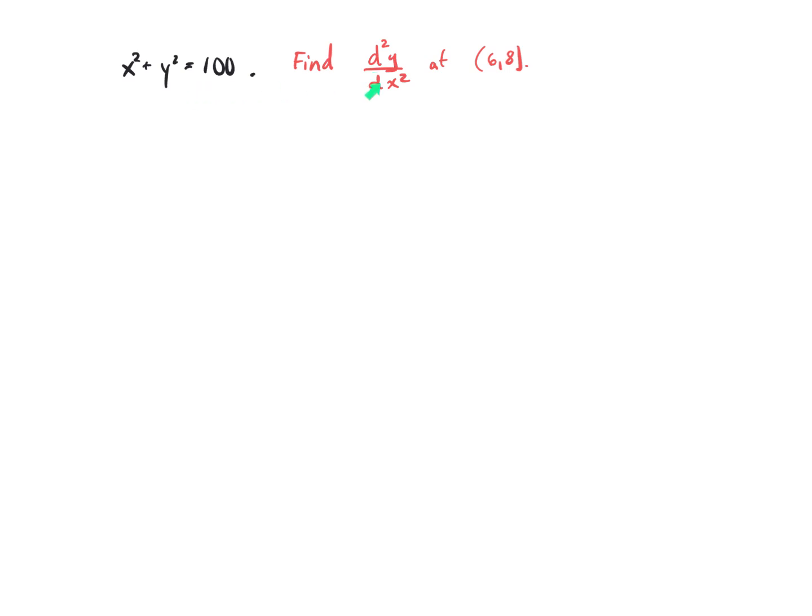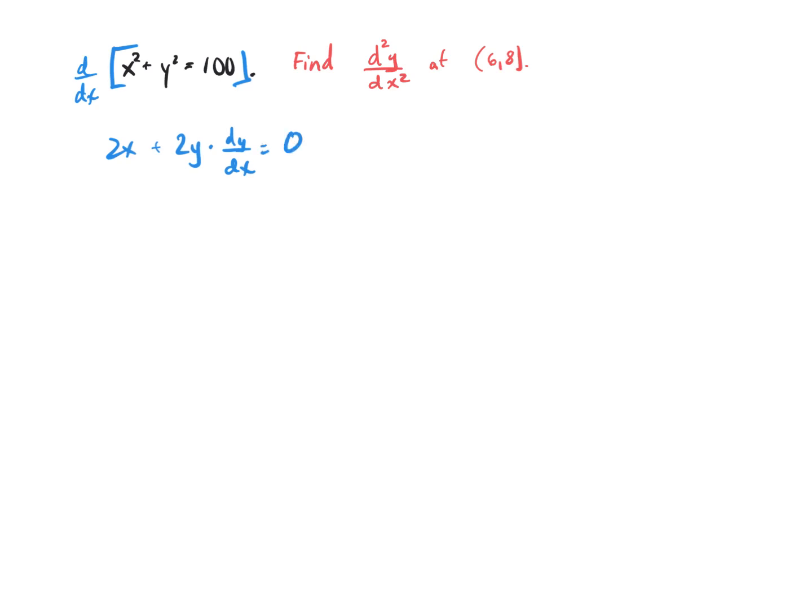All right, we need to find the second derivative at the point (6, 8). So let's find the first derivative. Let's do this using implicit differentiation. The derivative with respect to x of the left side and the right side equals 2x plus 2 times y to the first times dy/dx. And the derivative with respect to x of 100 is 0.